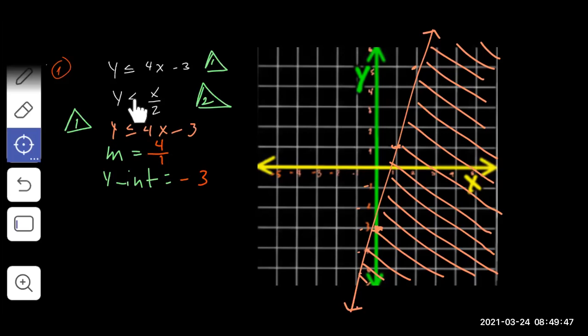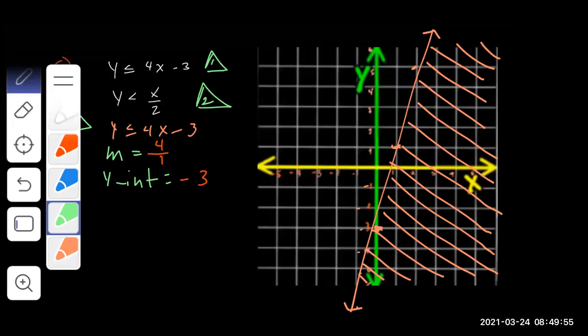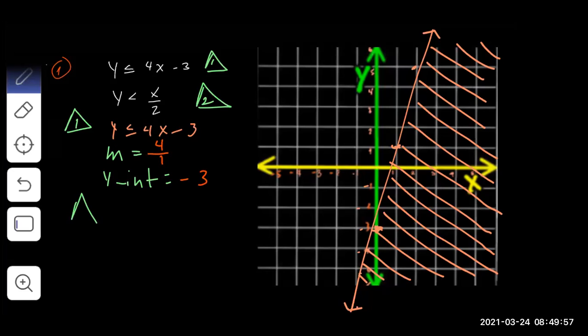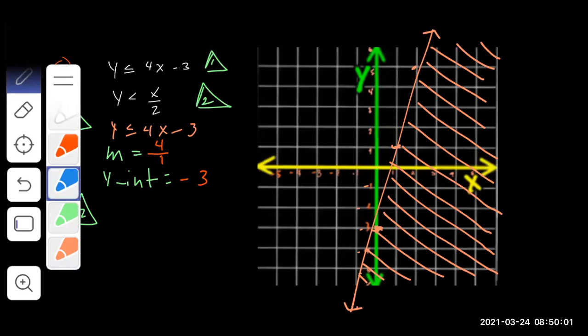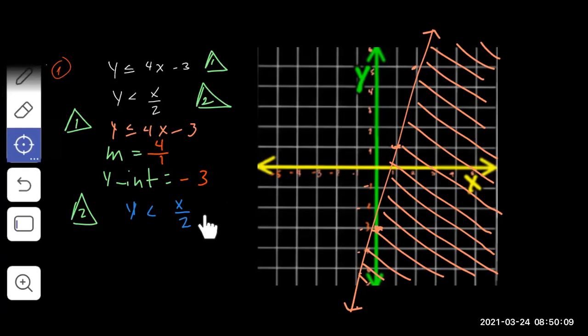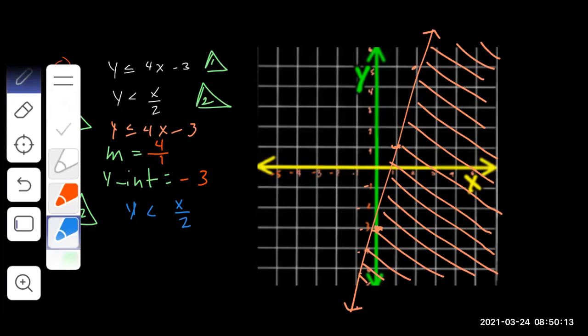Okay, let's work on the second one. Let's go to the second one. What is the second equation? Let me copy it. My second equation is y less than x over 2. Okay, again, solve for y, guys. Oh, y is alone. I love that. Then let's identify the information, slope and y-intercept.